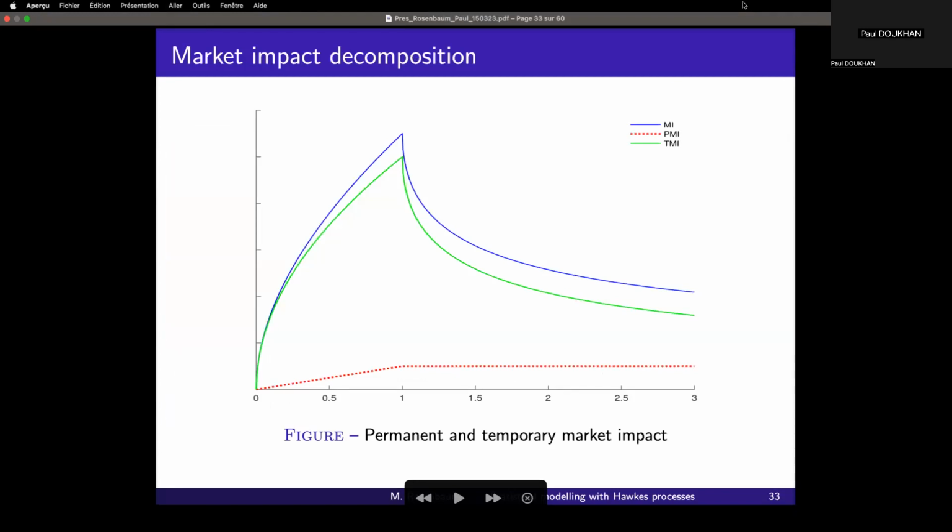So Paul, you're trading between 0 and 1. You're pushing the price up with this component between 0 and 1, and this component is going to stay. This is your permanent market impact. And you have the transient market impact, this power law that you have mentioned, that is doing that, and then decaying, and in the end, it's going to. So this is the wave market impact.